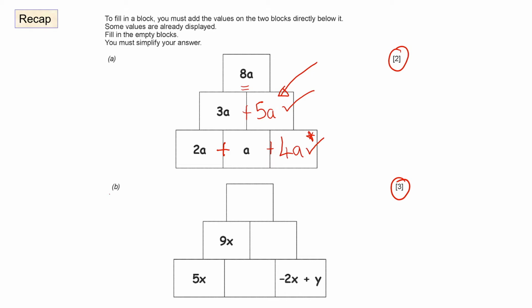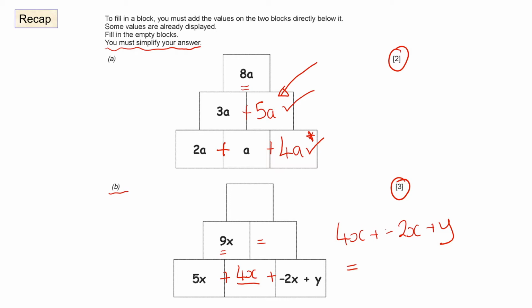Okay, moving on to looking at question B. Here then, you've got 5x plus what is going to be 9x. Well, that would be 4x. Now we have these 2 blocks here, which we can add to find this empty block here. Okay, so you may want to write that out. 4x plus minus 2x plus y. Well, it does say that you must simplify your answer. So if you did write that answer in that block, you wouldn't get the mark for this.